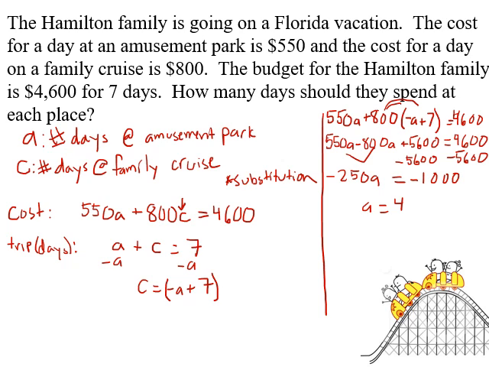Well, that means the number of days at the amusement park is 4. Using my original equation, A plus C equals 7, I know that A is 4, so 4 plus C equals 7, so C has to be 3. So the number of days at the amusement park is going to equal 4. The number of days on the cruise is 3. Those are my answers.